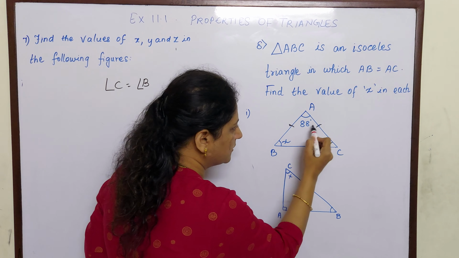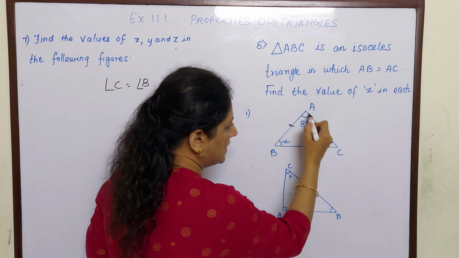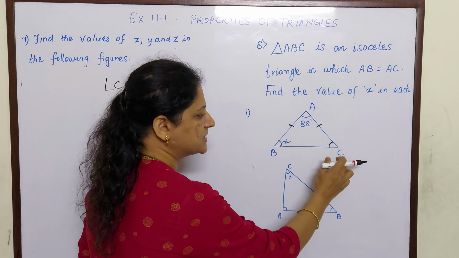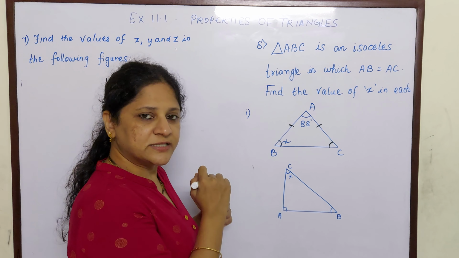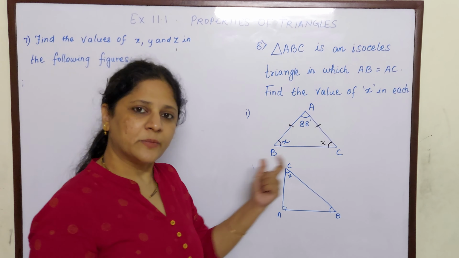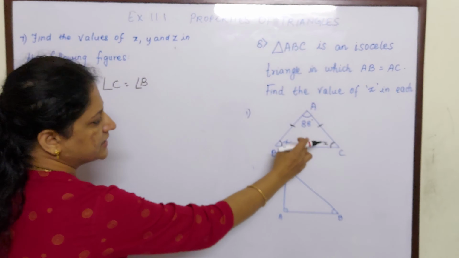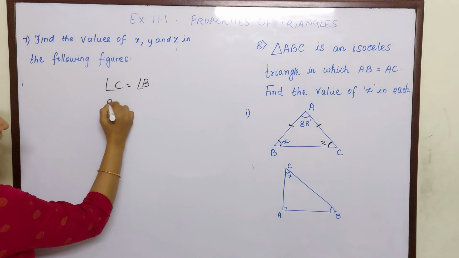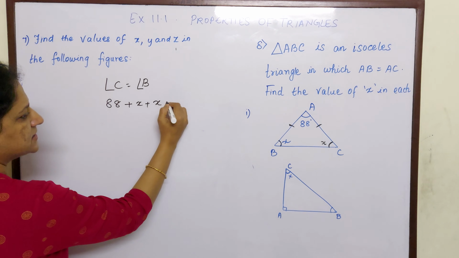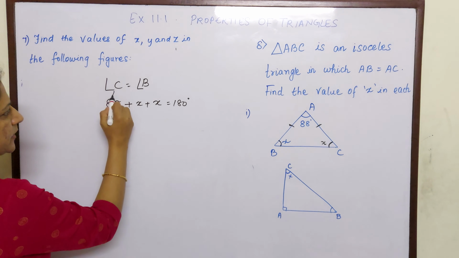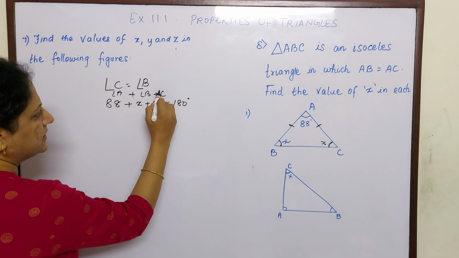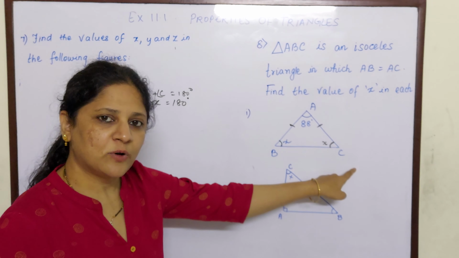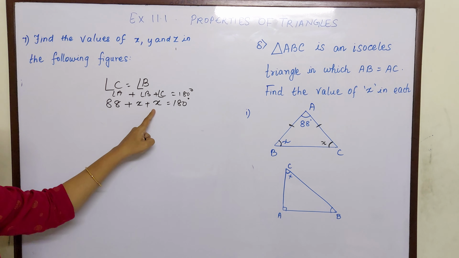That means if this is equal, then the side opposite to this is this and the angle opposite to this is this. These both are equal. That means angle B is equal to angle C. Now if this is x degree, that means this is also x, because the measurements are going to be the same. So I can say 88 plus x will give me 180. So 88 plus x equals 180. Angle sum property, because angle A plus angle B plus angle C is equal to 180. Instead of A I have written 88. B and C both are equal because it is an isosceles triangle. I have just substituted the value.